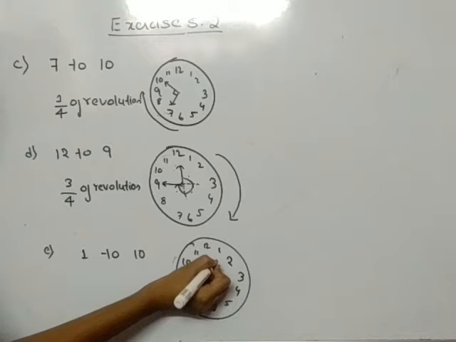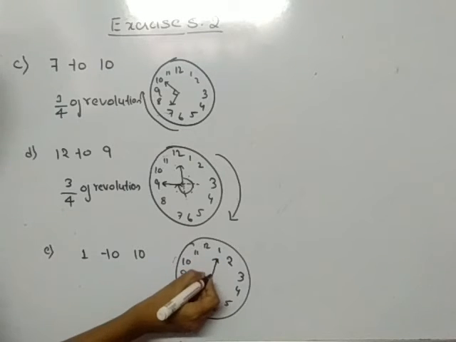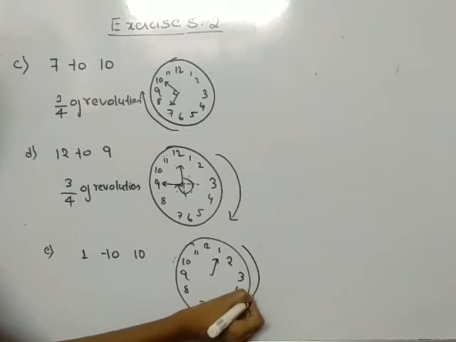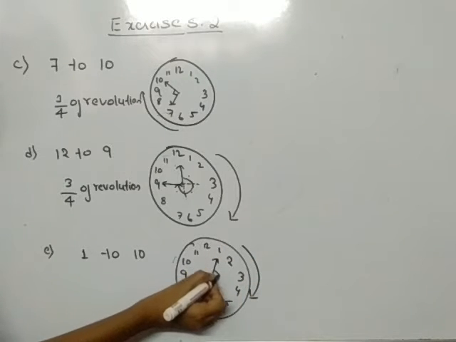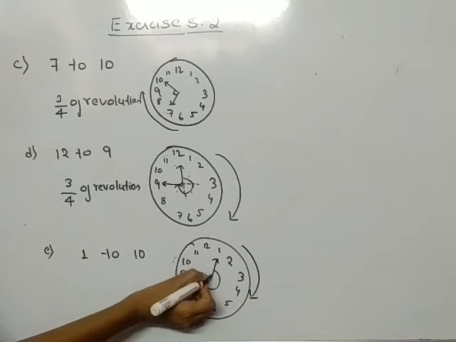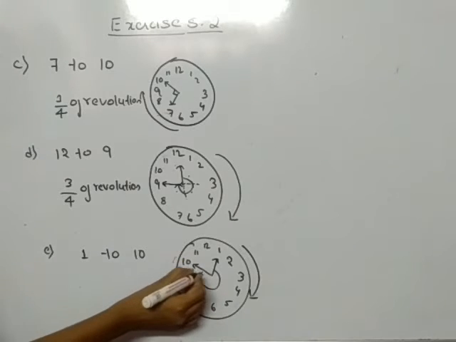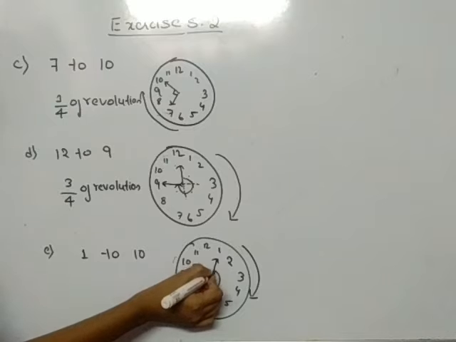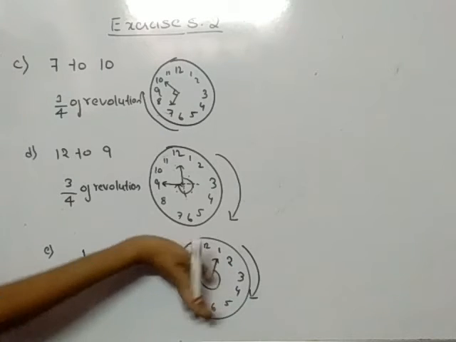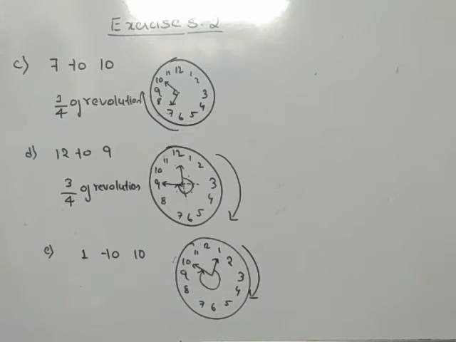First, the hour hand is pointing towards the 1. After rotating in a clockwise direction, it came back to the 10 here, isn't it? The path traced by the hour hand is this. It has traced like this, isn't it? This is the path covered, right?